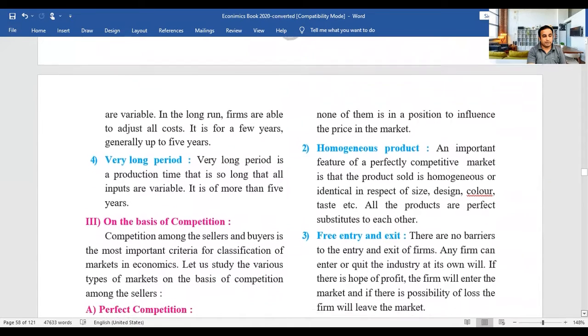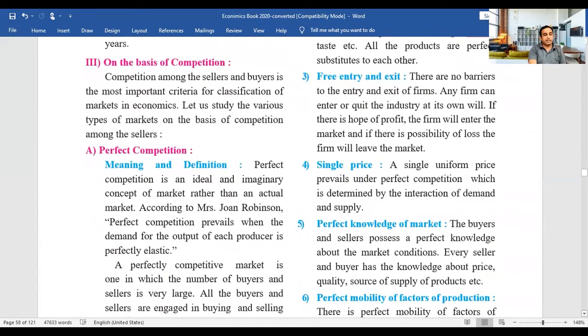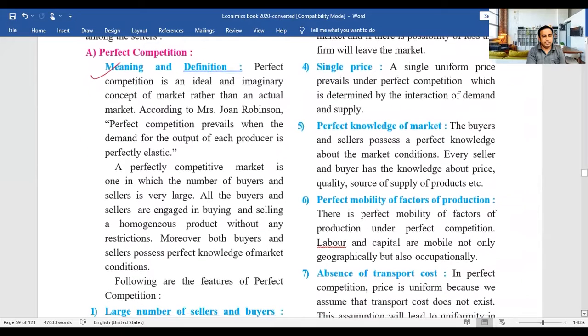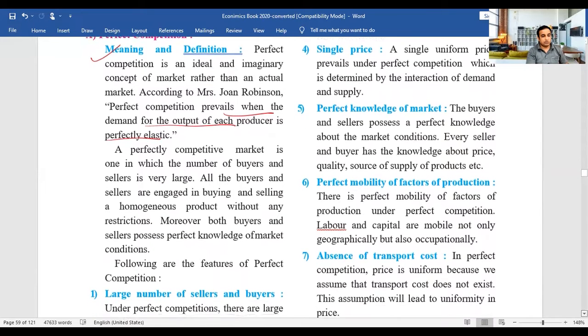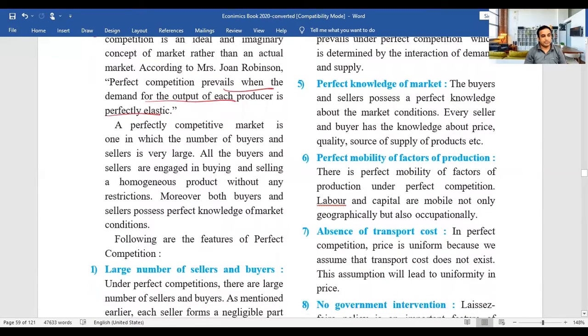On the basis of competition, market can be perfect competition. Now what is perfect competition? Perfect competition is that marketplace where all the components in the market exist in their most perfect form. So perfect competition prevails when the demand for the output of each producer is perfectly elastic. So perfectly competitive market is the one in which the number of buyers and sellers is very large. So all the buyers and sellers are engaged in buying and selling of a homogeneous product without any restrictions.